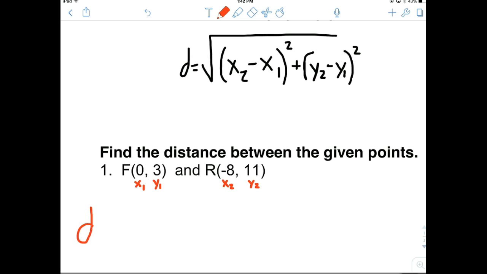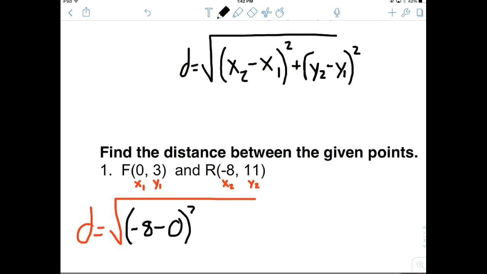So I'll start again with the distance is equal to the square root of, in my first parenthesis, my x's subtracted. I start with x2, so it's negative 8 minus, notice I write the minus and then I go and look and see what the next term is. So it's x1, well that's a 0. And I square that, plus now I'm in my y's. My y2 is 11, and my y1 is 3, so I'll subtract 3, squared.